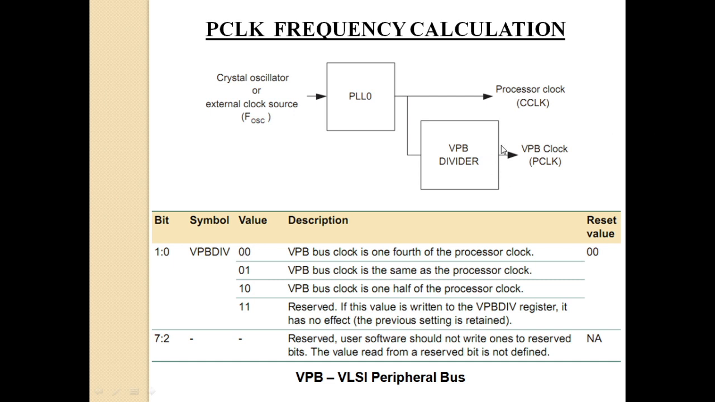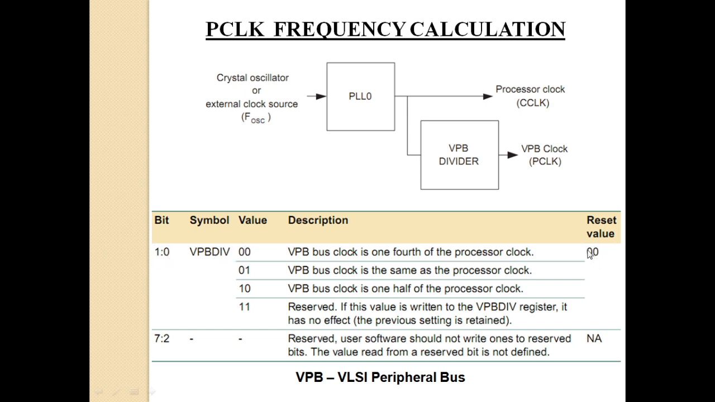You are configuring the VPB divider in such a way that you will be getting 1/4 of the C clock as P clock. Right. So now your CCLK, core clock, was 60 megahertz. So if you are writing these two bits as 0 0, your P clock will be 1/4 of CCLK. That means 60 megahertz by 4, so 15 megahertz. So by default, bit number 1 and bit number 0 will be written with 0 0.